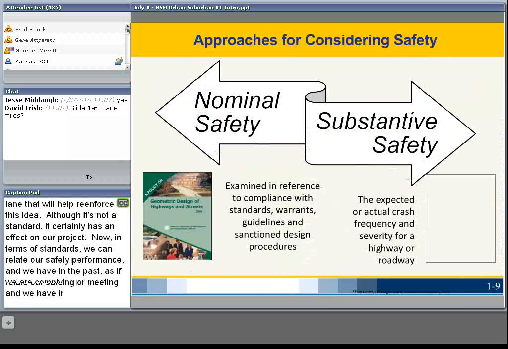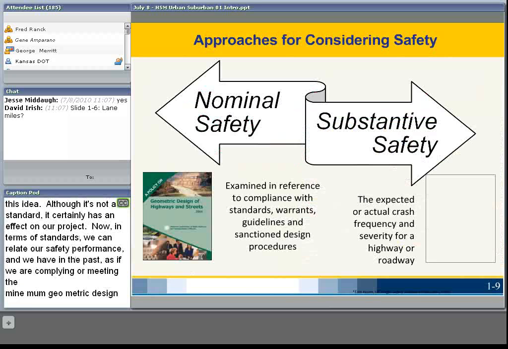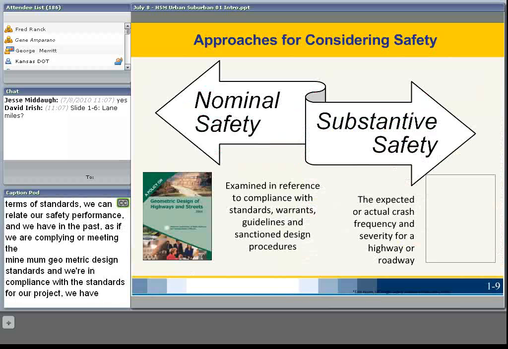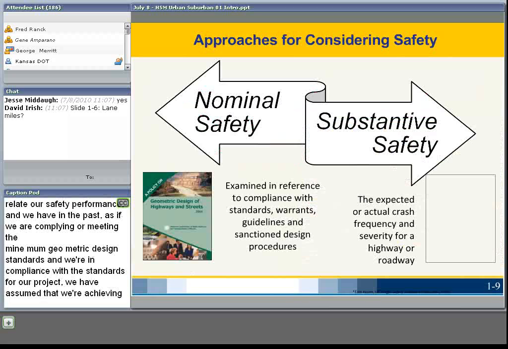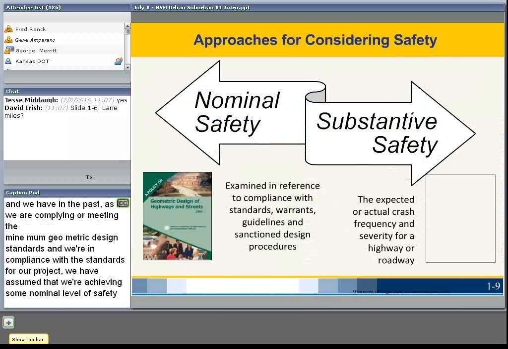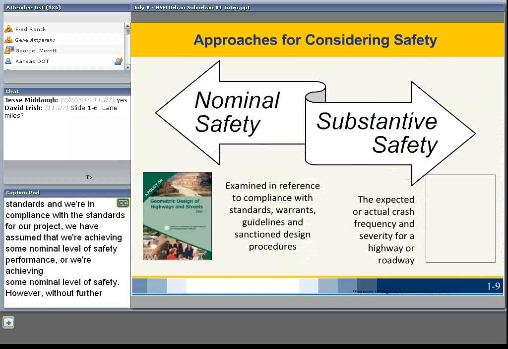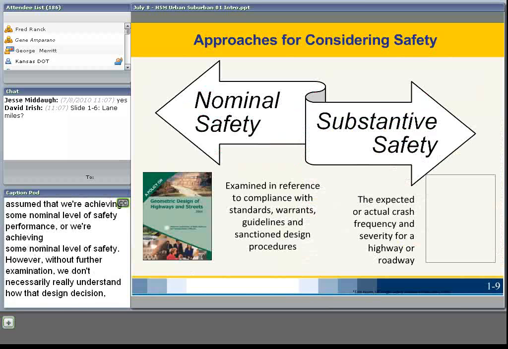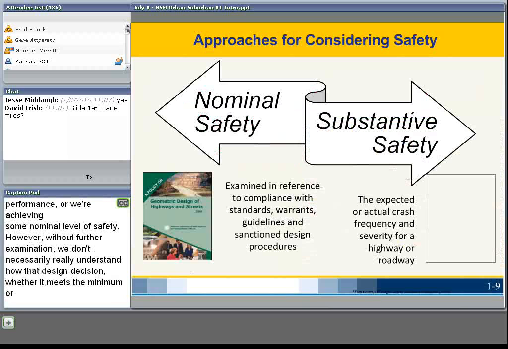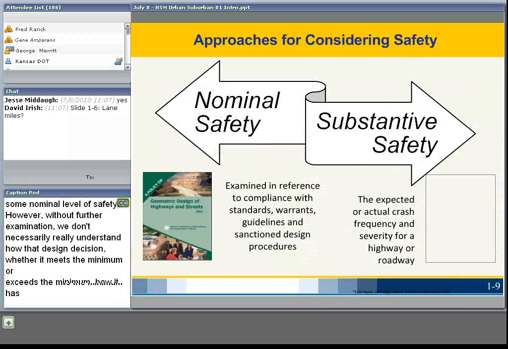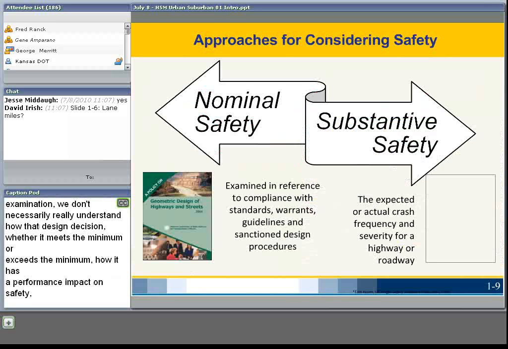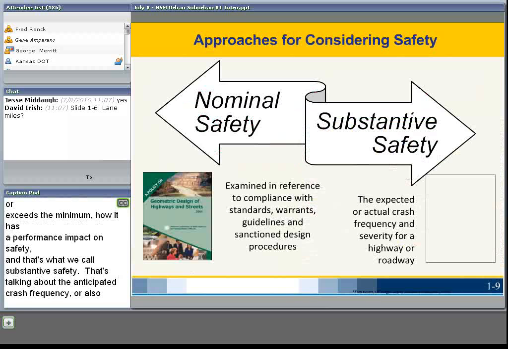Now, in terms of standards, we can relate our safety performance, and we have in the past, as if we are complying or meeting the minimum geometric design standards, we have assumed that we are achieving some nominal level of safety. However, without further examination, we don't necessarily understand how that design decision, whether it meets or exceeds the minimum, really has a performance impact on safety. And that's what we call substantive safety.